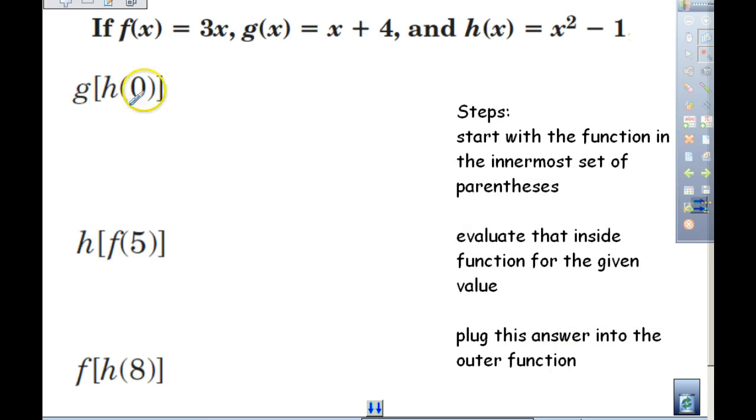That being said, what is h of 0? Let's do these verbally. What's h of 0? Over here. What's 0 squared minus 1? All right. So what's g of -1?